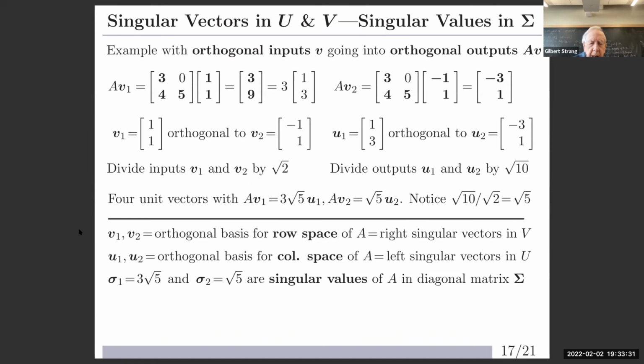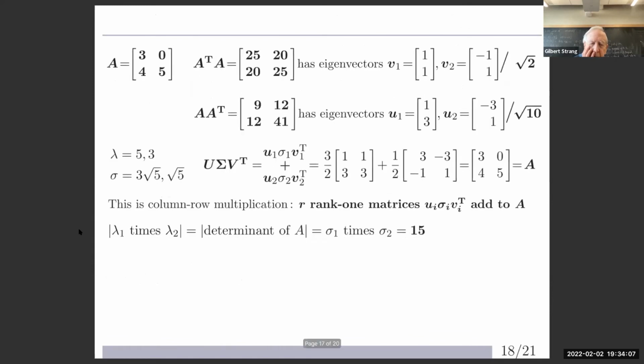So can I just say that again, and then we're nearly at the end. AX equals lambda X, that's the eigenvalue equation. Vector X goes in, a vector lambda X comes out. That's for a square matrix. Here we have vectors V going in, multiplied by A, vectors U come out, and the V's are perpendicular and the outputs are perpendicular. So maybe the next slide has a picture of this thing.